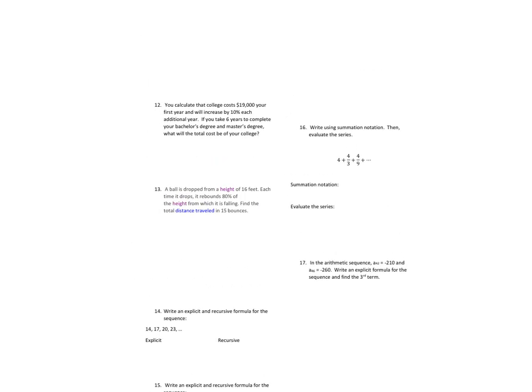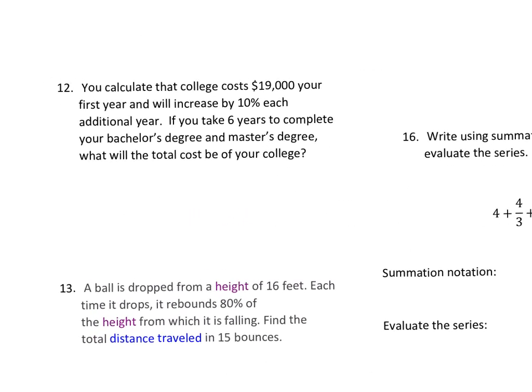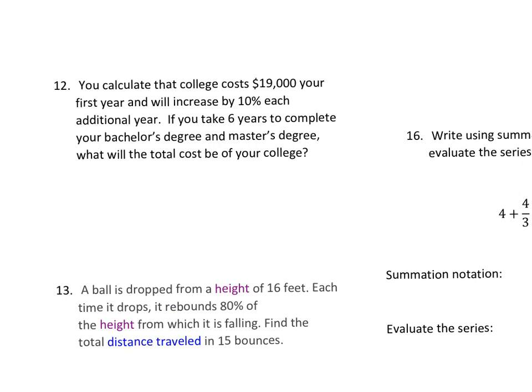Okay, number 12 on the back. You calculate that college costs $19,000 your first year, and it will increase by 10% each additional year. If you take 6 years to complete your bachelor's degree and master's degree, what will the total cost be of your college? So it's asking for the total cost, and it's increasing by 10%.